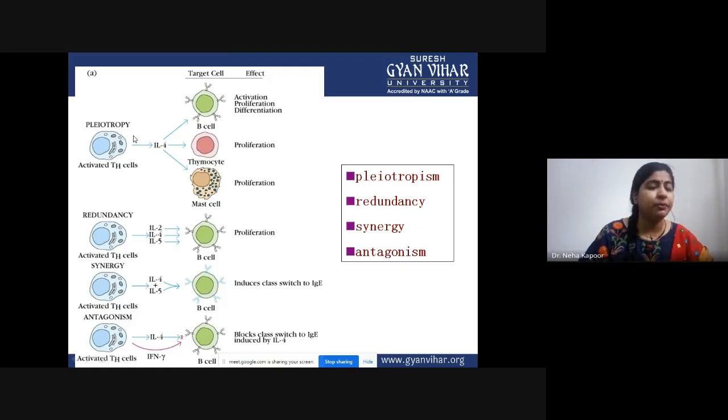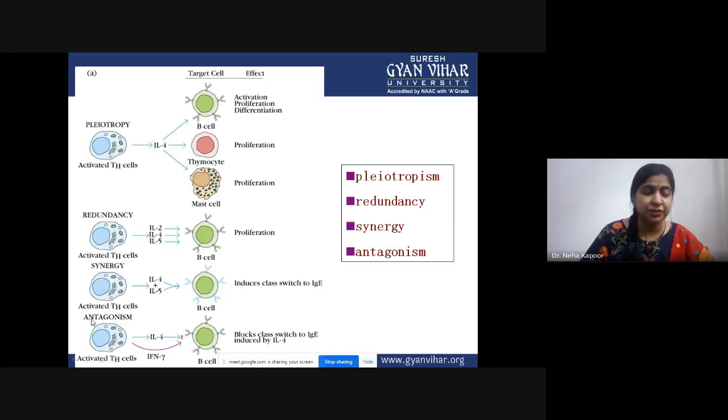As you can see, first of all, pleiotropy. Whenever some activated helper T cell is present and it is secreting interleukin 4, it can act on B cell so that it can get activated, proliferate, and differentiate. It can act on the thymocyte so that it can proliferate. It can act on the mast cell so that degranulation can happen and histamines or chemotactic factors can be produced. Redundancy. If the activated T helper cell is producing cytokines like interleukin 2, 4, and 5, it will activate B cell only and proliferation is happening.